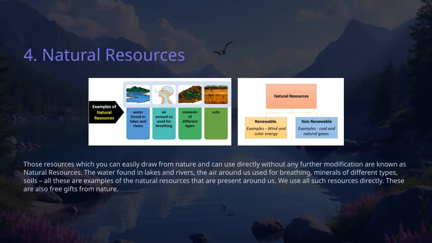These are the resources that we can easily draw from nature and use directly, without needing to do much to them first. For example, think of water in lakes and rivers. It's readily available for us to use. The air around us, which we breathe every day, is another natural resource. We also have minerals of different types, and the soil that helps plants grow. All of these are examples of natural resources that are around us in our environment. The important point here is that we use these resources directly, and they are essentially free gifts from nature.